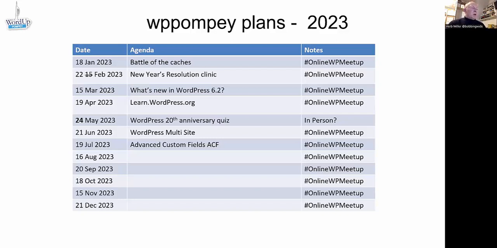And then looking ahead into June and July, we might do WordPress multi-site, and in July might even cover advanced custom fields, also known as ACF. But that's just some thoughts. I'm going off on holiday and I won't be back until the 11th of April. So let's see whether or not we can get something to do with learn.wordpress.org.